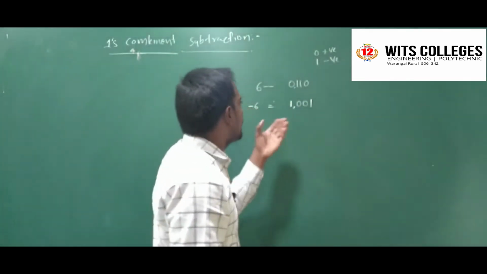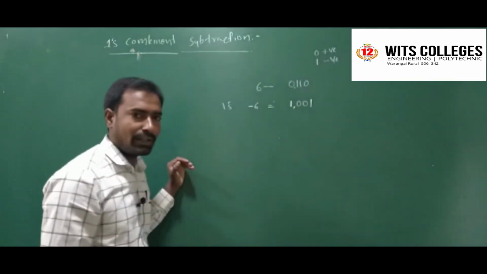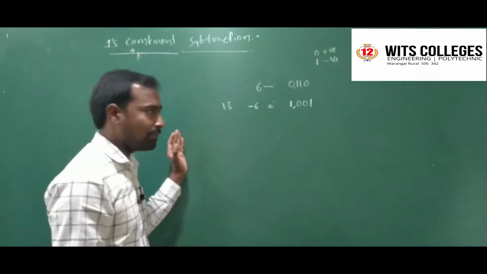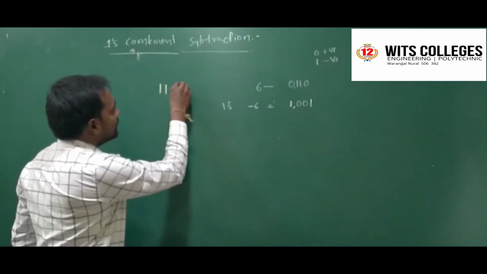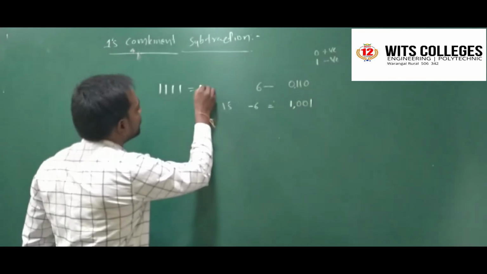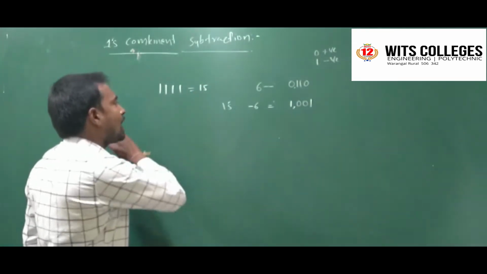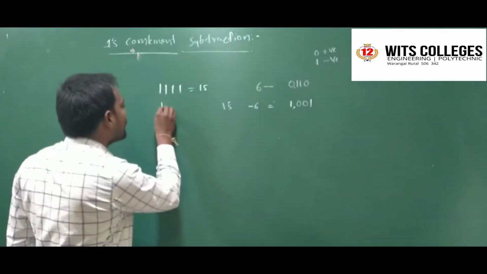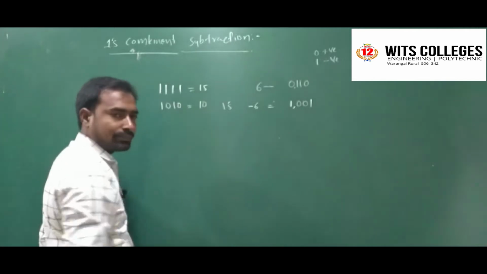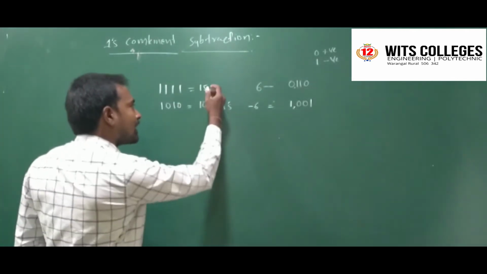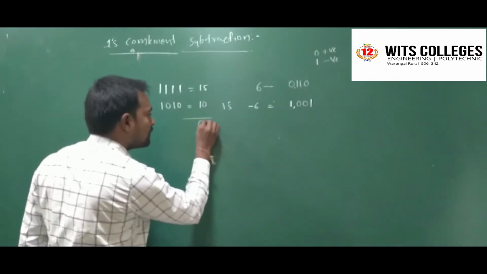Coming to the ones complement subtraction, how will it be done in binary? Here I am taking one value, 1111, which is equal to 15 in decimal, and I am subtracting the value 1010, which is equal to decimal 10. When we subtract 10 from 15, we will get the value 05, that is a positive value.